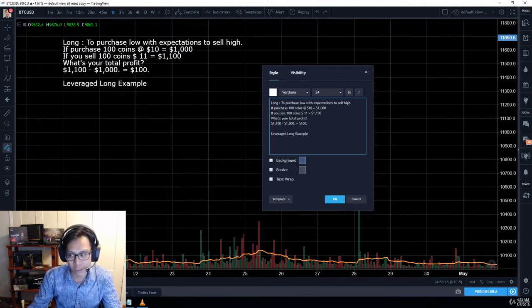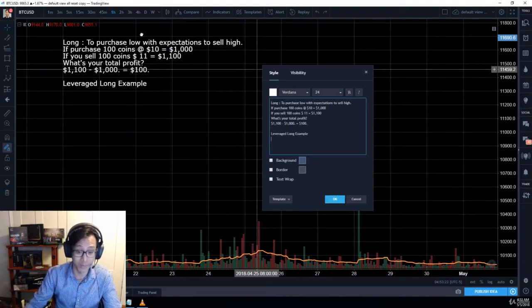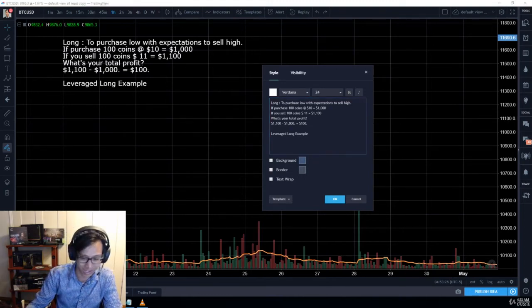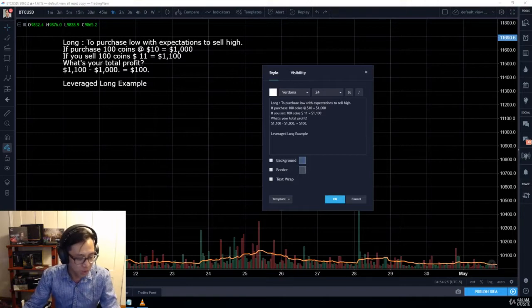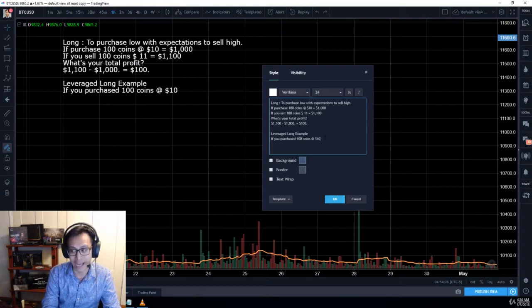Now this is going to be a little bit more complicated, so make sure that you guys are 100% paying attention to this because I assure you it's going to be mind-blowing by the time we're done. So let's get into this example where I'm going to use a leveraged long example. If you purchased 100 coins at $10, that equals $1,000, right? Just as an example right here.